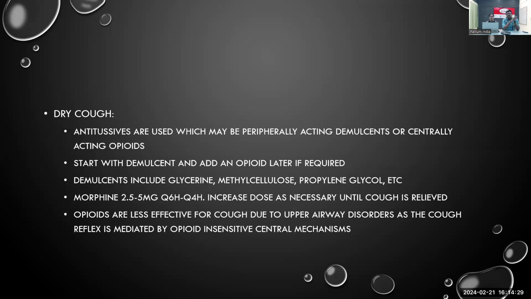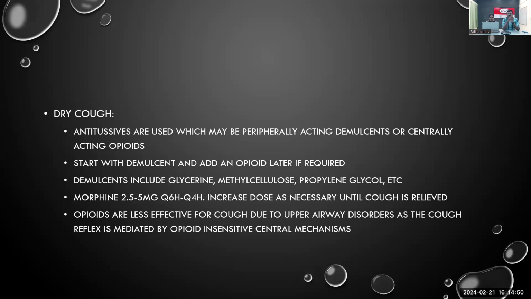Dry cough. This is the pathological cough for which we have to actually suppress the cough. Antitussives are used. Antitussives can broadly be classified as two types: one is the peripherally acting demulcents, and the other is the centrally acting opioids. We have to start with demulcents, and then you can add an opioid later if it's required.